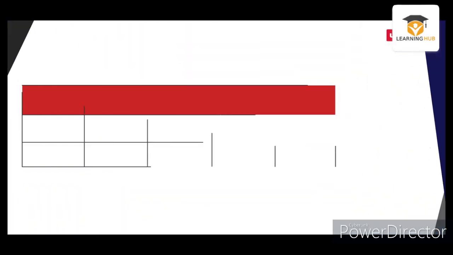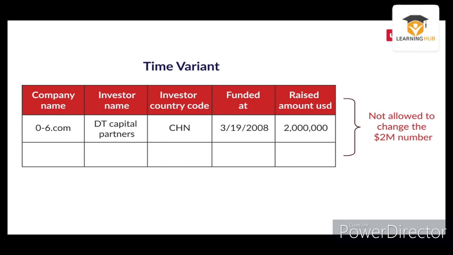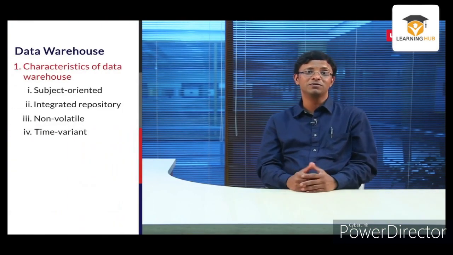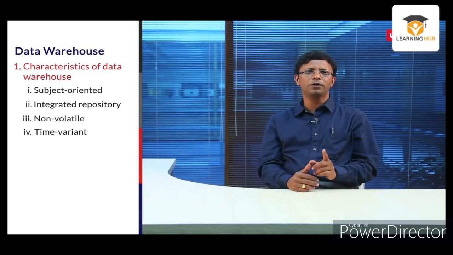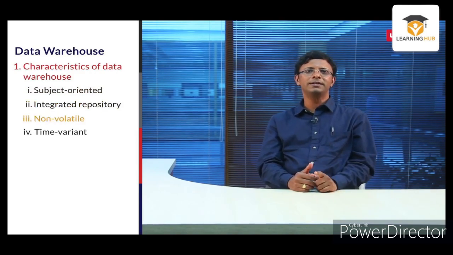Just think about it. In our investments data, we have an investor, DT Capital, who invested $2 million in 06.com. We are not allowed to fudge that number or change it. So that is non-volatility for you. On the other hand, if the same investor had invested in the same company or some other company sometime later, we are allowed to add that data to build the historical information about that investor. There you have it, the full definition of a data warehouse. We saw the four important keywords from the definition: subject orientation, integrated, non-volatility, and time variance.